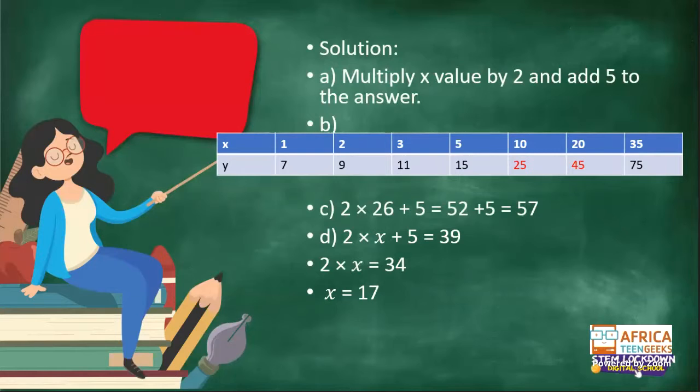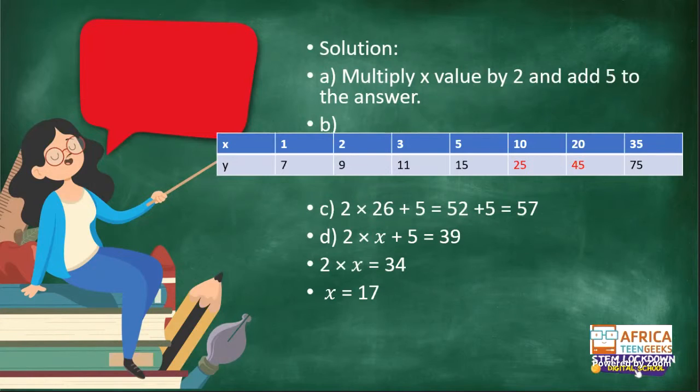Sir, we can't hear you. You're breaking. Right, I'm saying in this case, you simply use the rule to find x, the x value there. 2 times x is 2x, and this 5 must go to the right-hand side, so 39 minus 5 is 34.